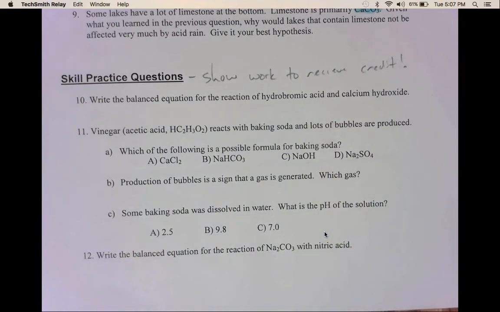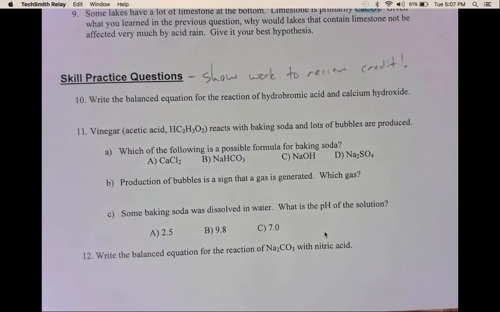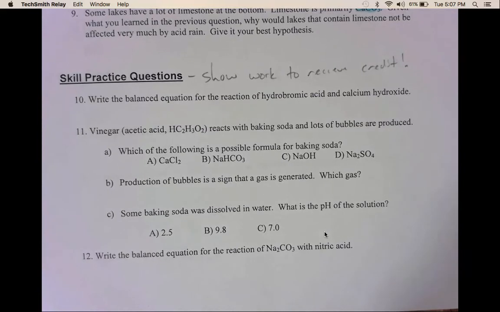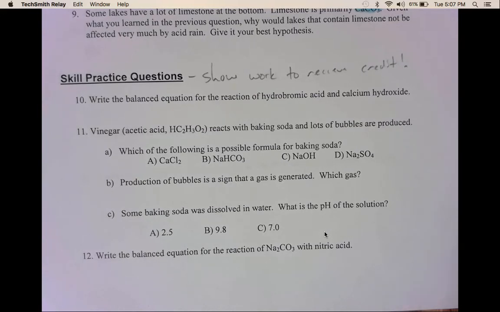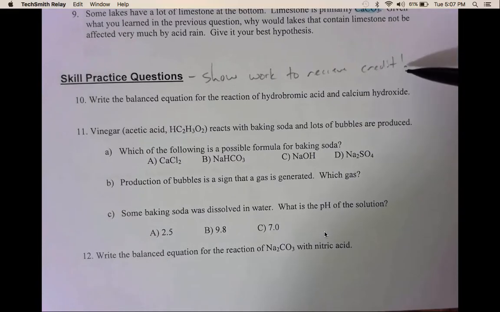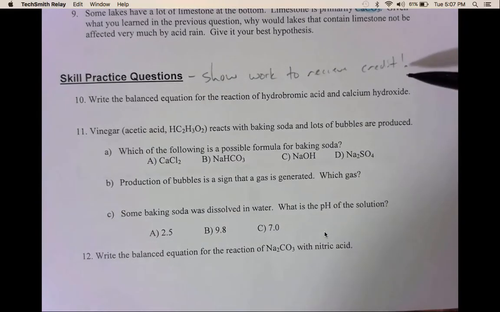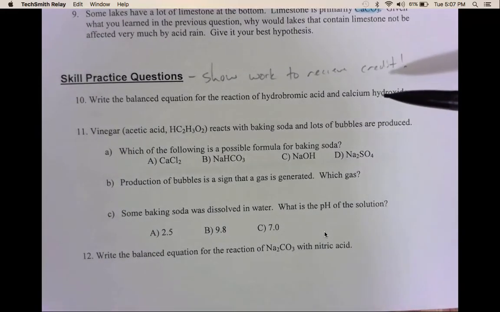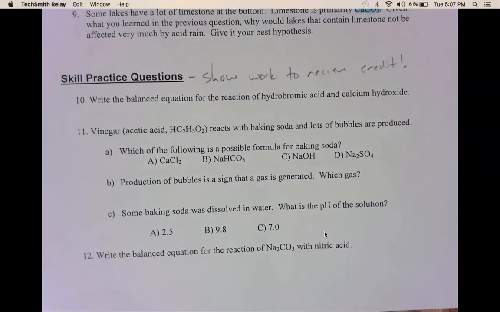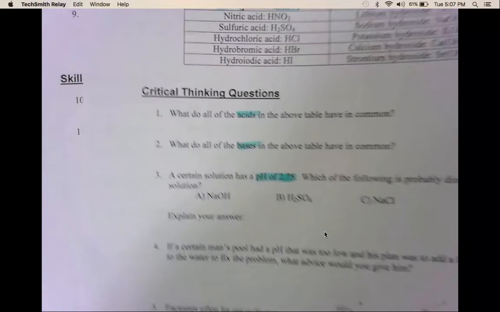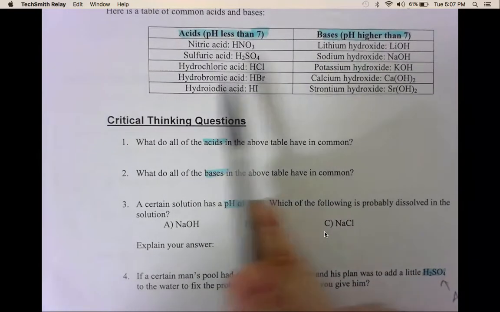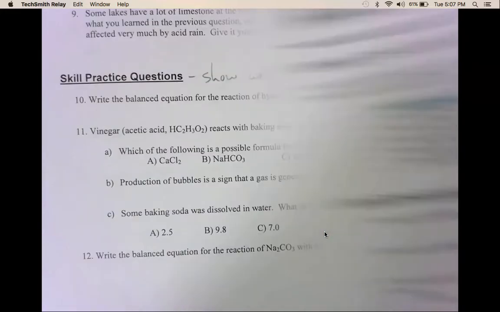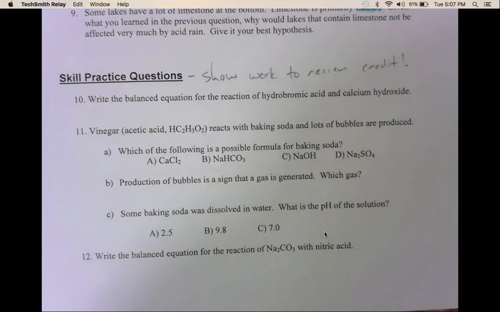So lastly, now we come down to some skilled practice questions. So this is now using what we learned in previous chemquests and previous units and tying it together. When you do these, you have to show work to receive credit. If you do not show your work, I will ask you to show me your work before I give you credit for it. So question 10. Write the balanced equation for hydrobromic acid and calcium hydroxide. So whenever you need to look up acids or bases, check here first. They are most likely on the front for you. So you can actually find those 2 on the front, and then you can do out the reaction.